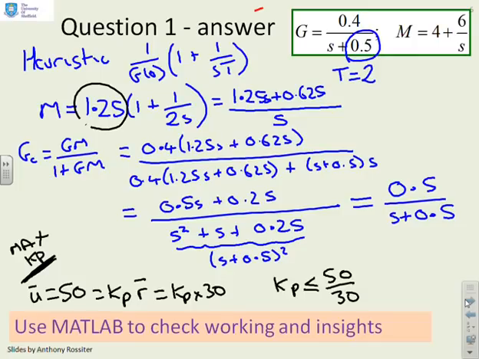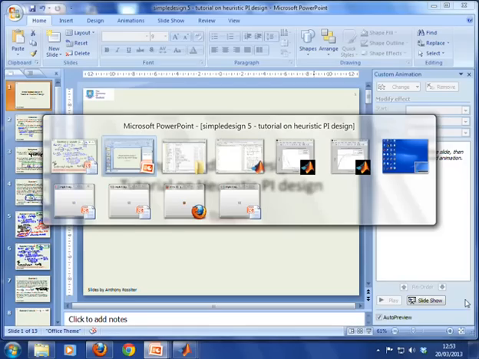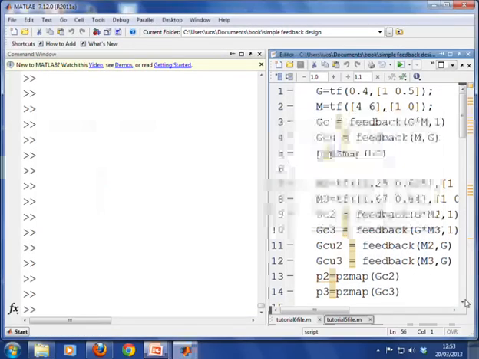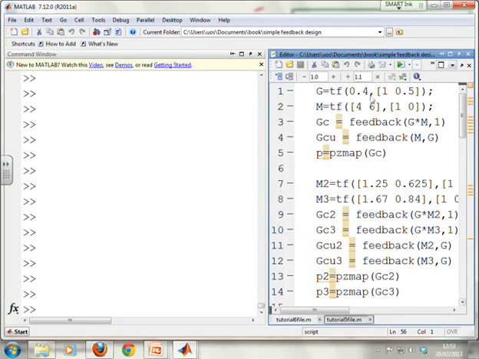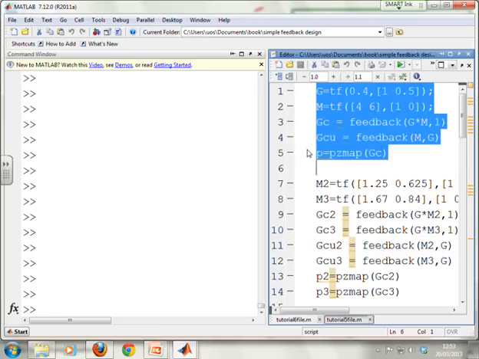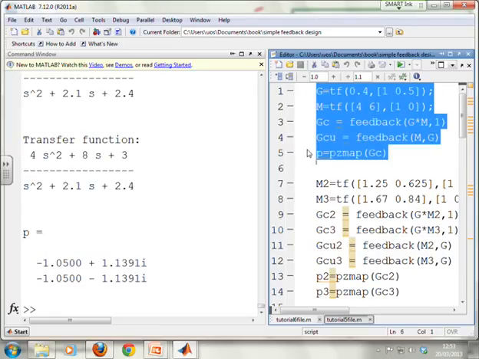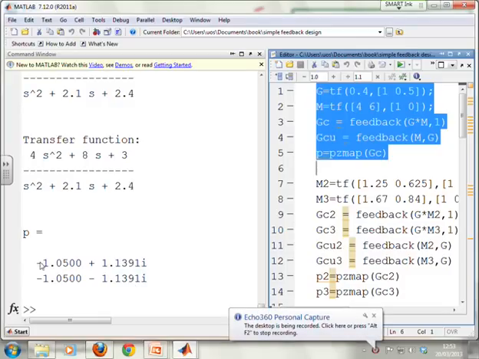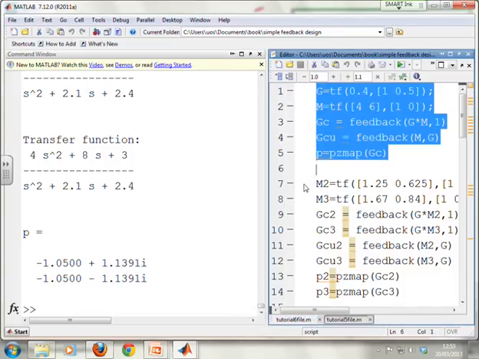So what I'm going to do now is move to Matlab and see whether we can reinforce these computations we've done on paper. So first of all, let's enter our system, calculate the closed loop transfer functions, and look at the poles. So there's the standard commands, and what do you see for the pole positions? Minus 1.05, plus or minus 1.14i. So as we calculated, you're expecting some form of oscillation.